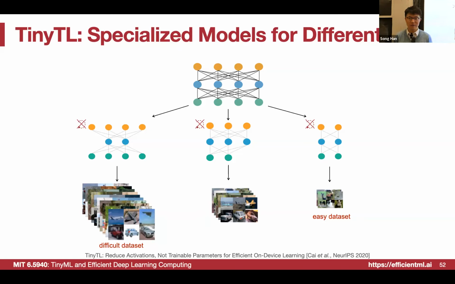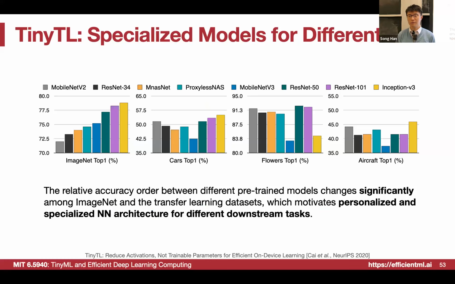Specialization is a key technique in computer architecture, where specialization usually leads to higher efficiency. Here, we can also specialize the deep learning model to cater to different levels of difficulty for different downstream tasks.